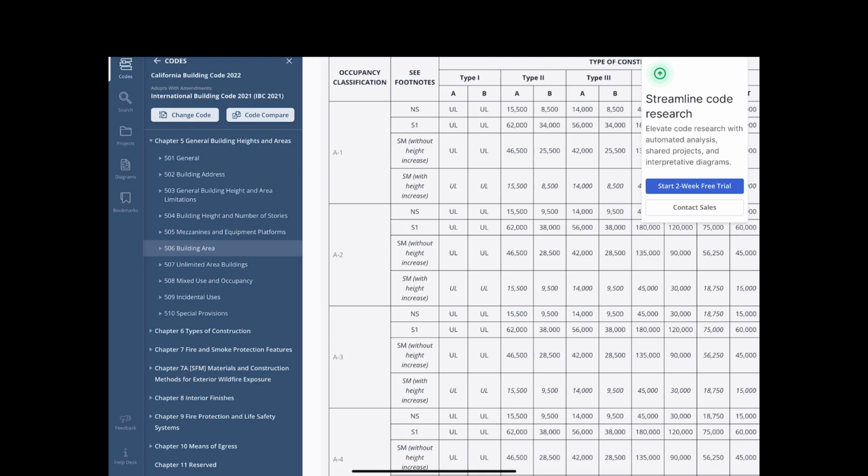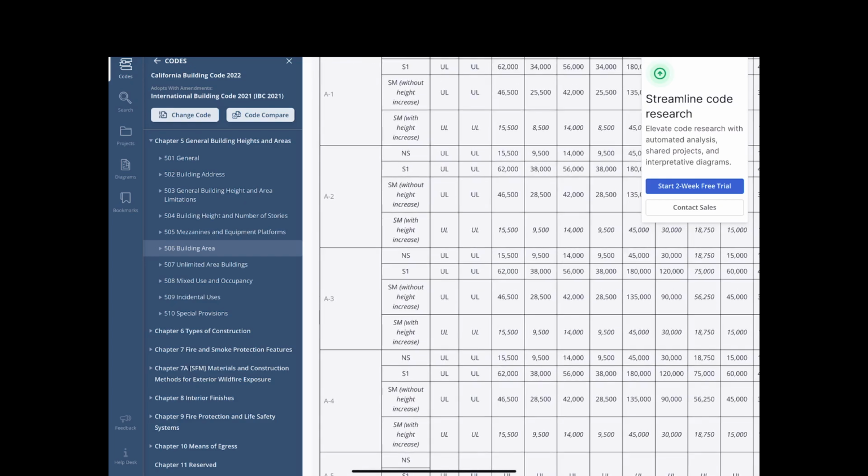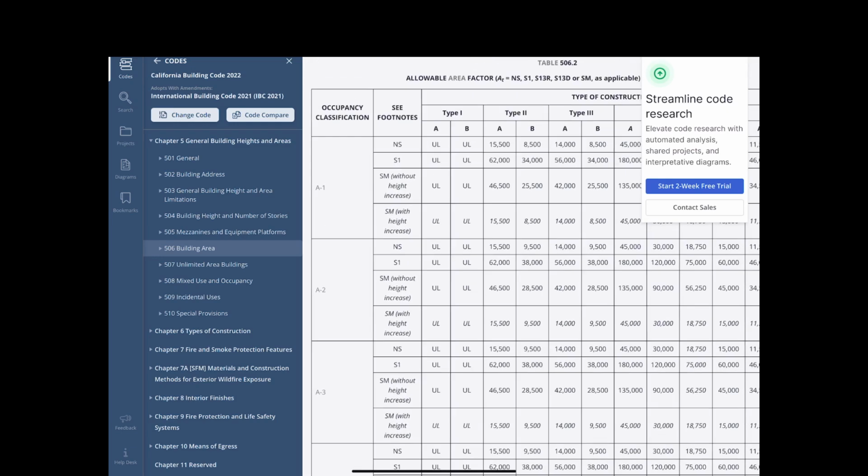We'll use that type 2A drop category or that column. And then we'll look for A3. S1 means that it's sprinklered. And we'll just take where the two converge. So A3, S1, and type 2A meet at 62,000 square feet allowable.